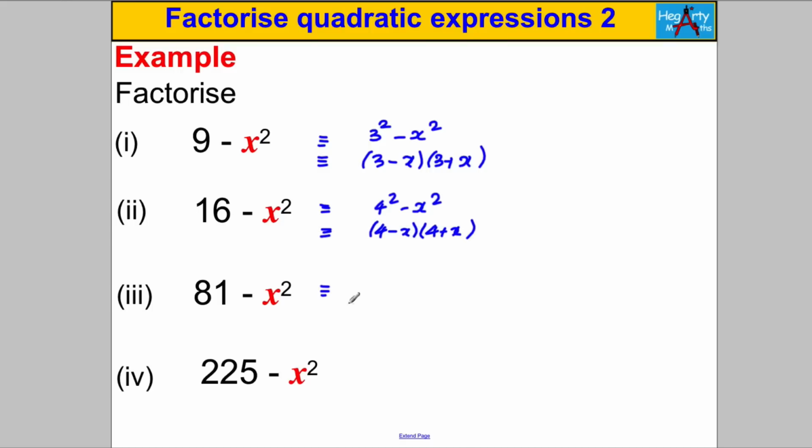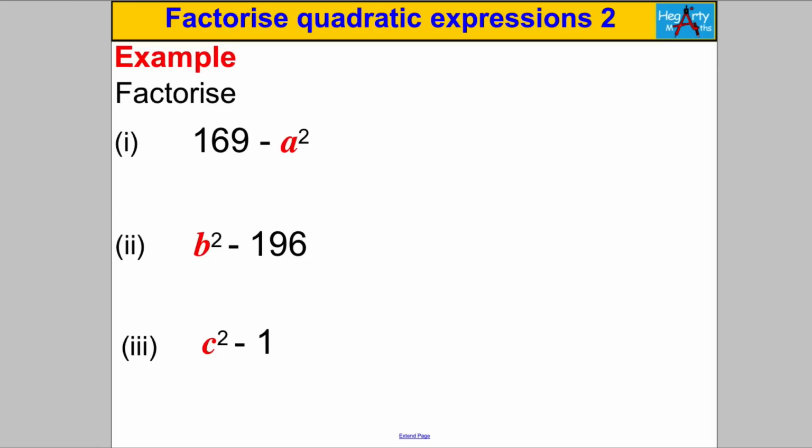And I'm sure you get the pattern with these. I'm just going to write these out straight away. Hopefully you got that. And the last one, we're going to get 15 subtract x, 15 add x. And we're done. Next set, do pause, have a go.